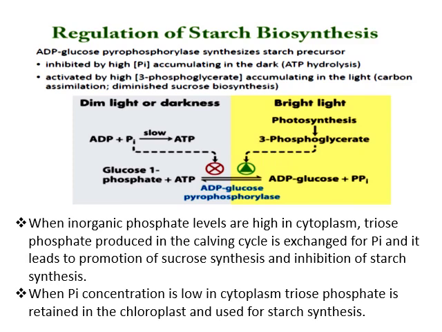When inorganic phosphate levels are high in the cytoplasm, triose phosphates produced in the Calvin cycle are exchanged, and this leads to promotion of sucrose synthesis and inhibition of starch synthesis. Whereas if the inorganic phosphate concentration is low in the cytoplasm, triose phosphate is retained in the chloroplast and is used for starch synthesis. So that's what I was telling you continuously, that the level of inorganic phosphate is a key factor in deciding whether the plant cells will synthesize sucrose or starch.